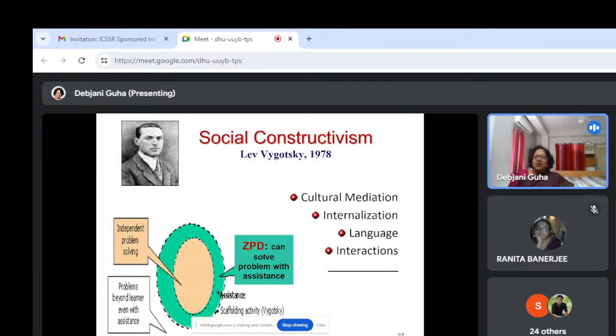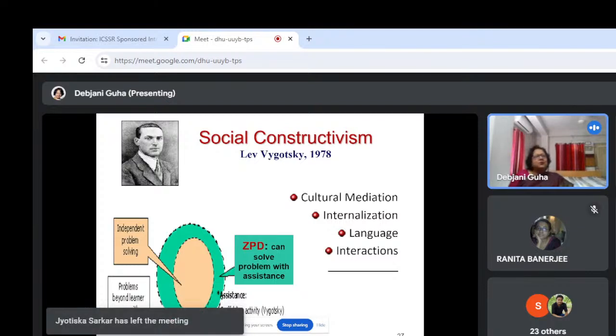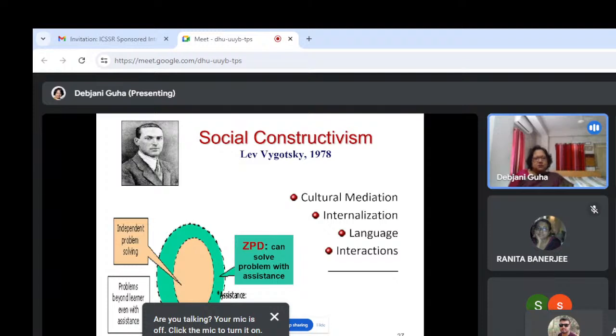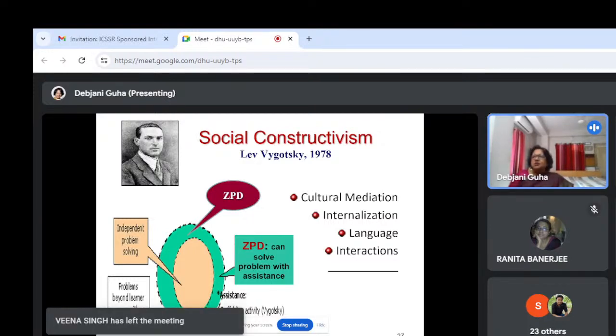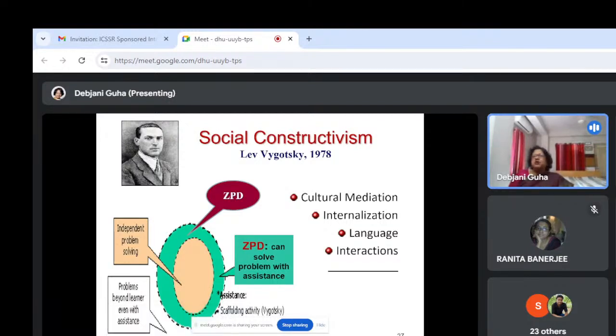And finally, social constructivism, we all know, is a very bright theory by Lev Vygotsky. Many things are suggested, but I just want to highlight only one thing for this discussion, that is the ZPD. ZPD is the zone where the learner can solve the problem but needs assistance. This is very important. Here, artificial intelligence would be beneficial for problem solving, and assistance can be provided by artificial intelligence, I think.